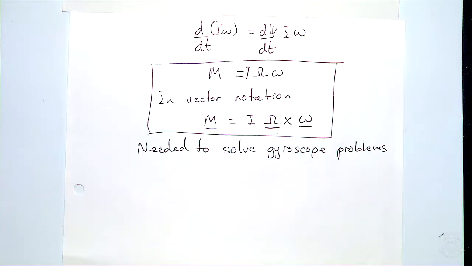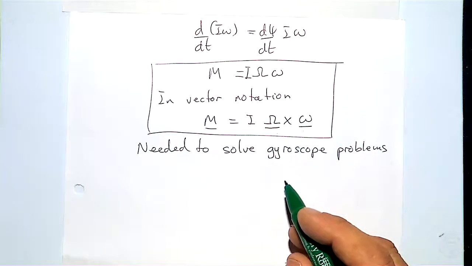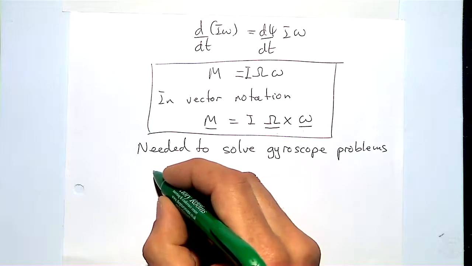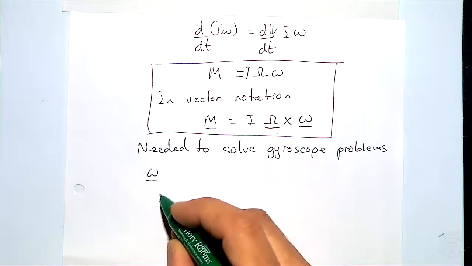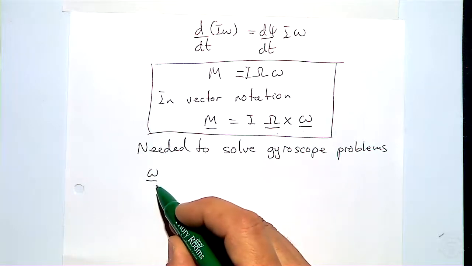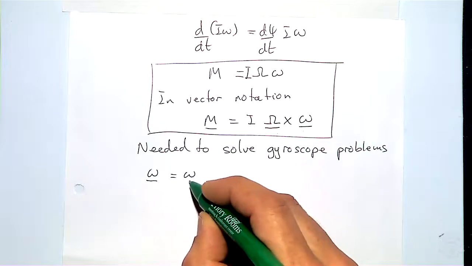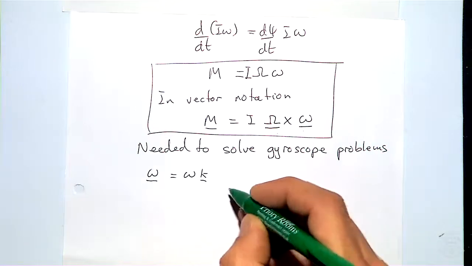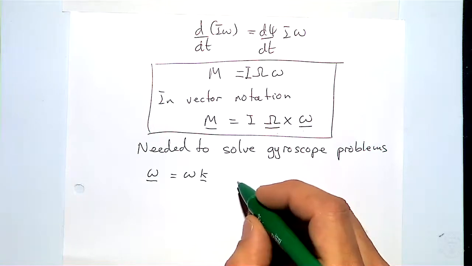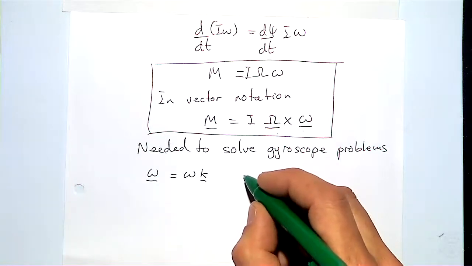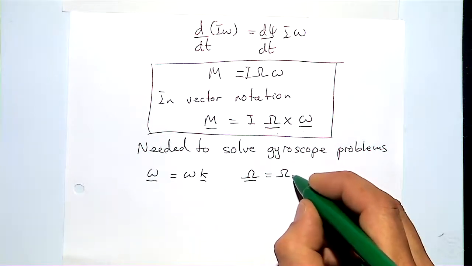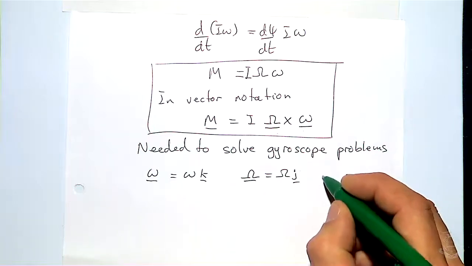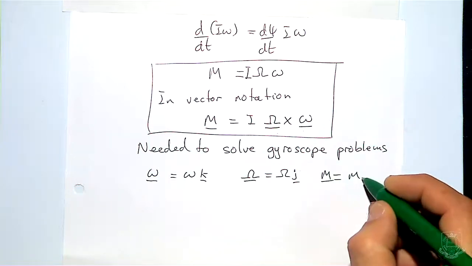So let's just think about this cross product again, because this will come up time and again. If we think about the vector form, the angular velocity of the spin rate is equal to the scalar spin rate times k, isn't it, using our notation? But now we also have things happening on the other two axes. So we have a vector of the precession rate, which is equal to the scalar times j, and then we have the moment, which is equal to the scalar value of the moment times i.